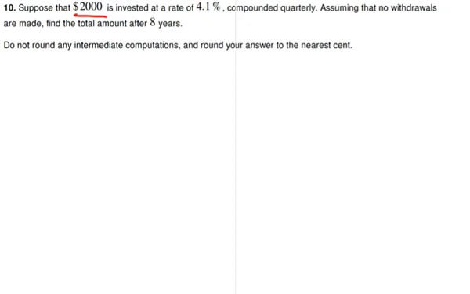This problem's very similar, just 1 or 2 items are different. It says suppose that $2,000 is invested at a rate of 4.1% compounded quarterly. Okay, so that's a little bit different. And assuming that no withdrawals, find the total amount after 8 years. Great. So 2,000, that's the initial amount, that's our principal.